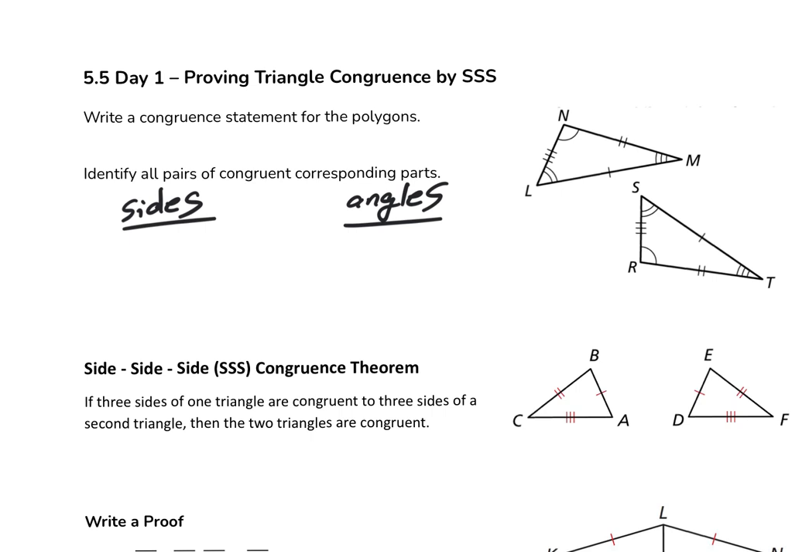Okay, so let's start with angle N. The only reason I'm starting with angle N is because it has one marking. It's the first angle that's marked. Angle N would be congruent to which angle? R, okay?